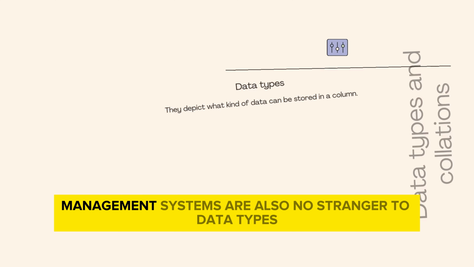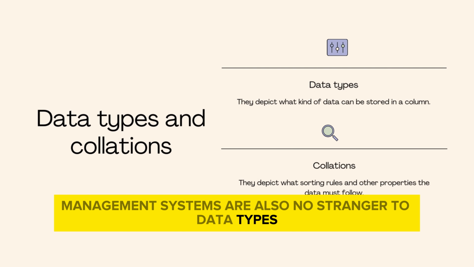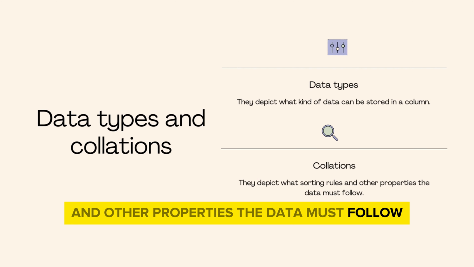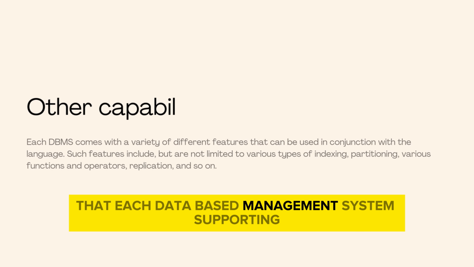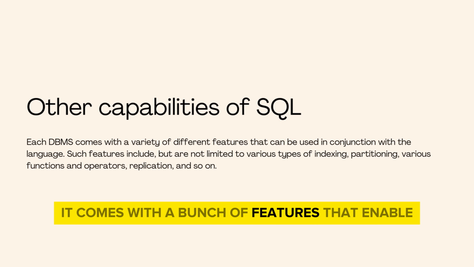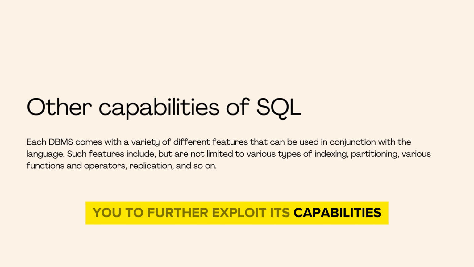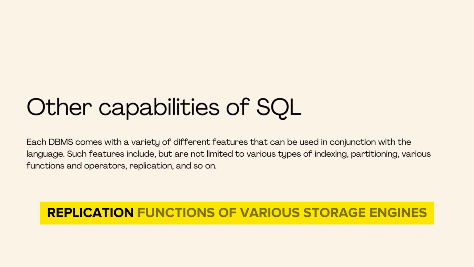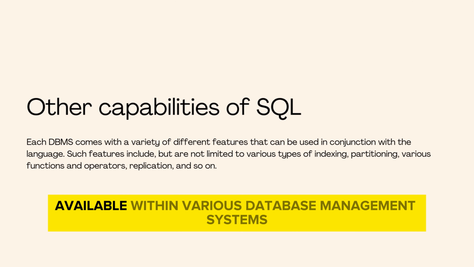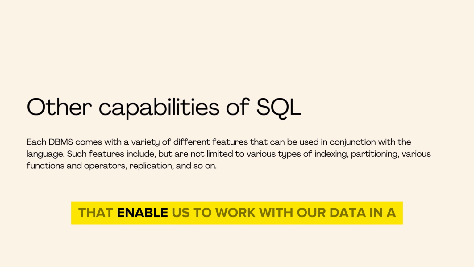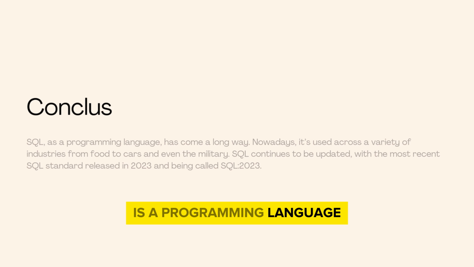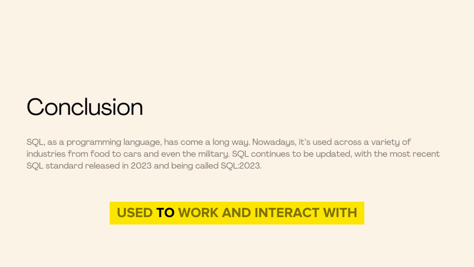Many relational database management systems are also no stranger to data types and collations. Data types depict what data can be stored in a column, while collations depict what sorts of rules and other properties the data must follow. Such is the power of SQL that each database management system supporting it comes with a bunch of features that enable you to further exploit its capabilities. Such features include but are not limited to indexing, partitioning, various functions and operators, replication, functions of various storage engines available within various database management systems that enable us to work with our data in a different way, and so on. To conclude, SQL is a programming language used to work and interact with relational database management systems.